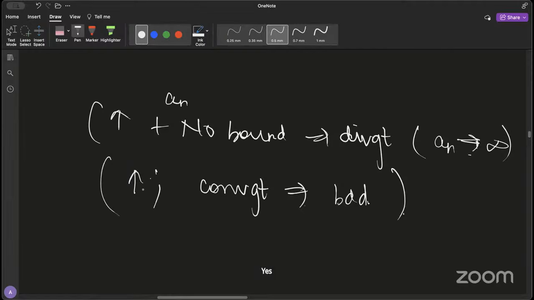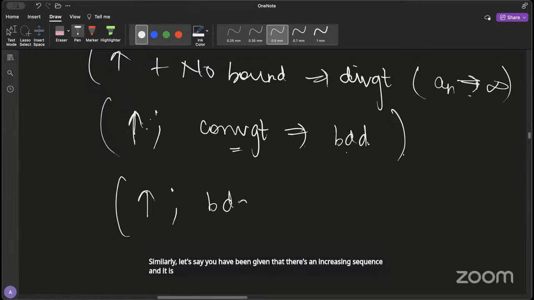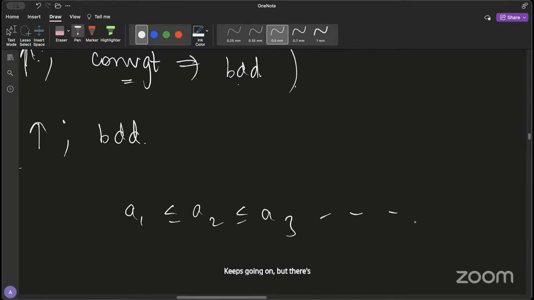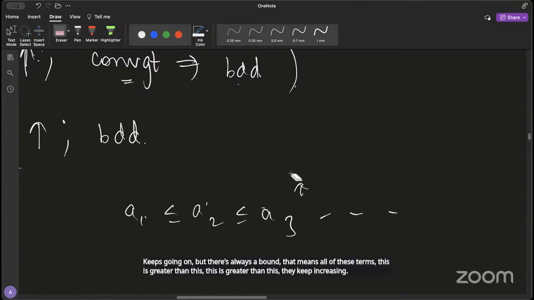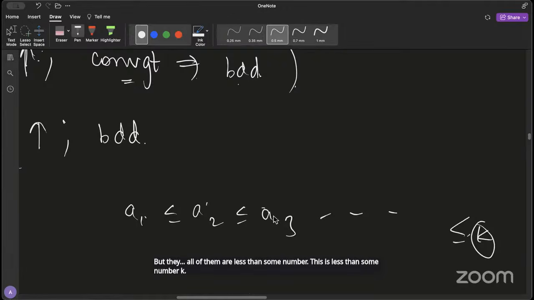Yes, ma'am. So that means if you take an increasing sequence and it's given to be convergent, then it has to be bounded. Similarly, let's say you have been given that there's an increasing sequence and it is bounded. That means there's a sequence a1, then a2, then a3, keeps going on, but there's always a bound. They keep increasing, but all of them are less than some number k. That means they have to converge to some number, right? Because they cannot move to infinity.